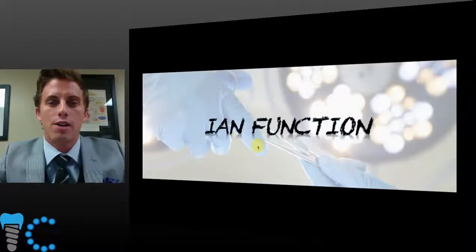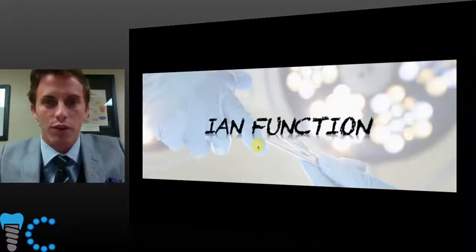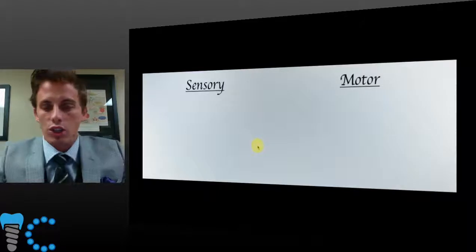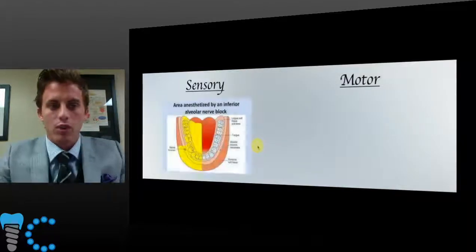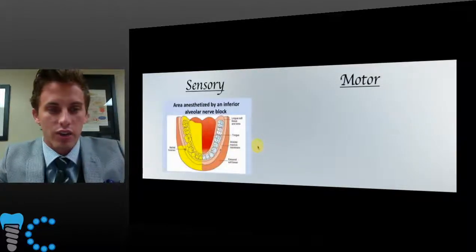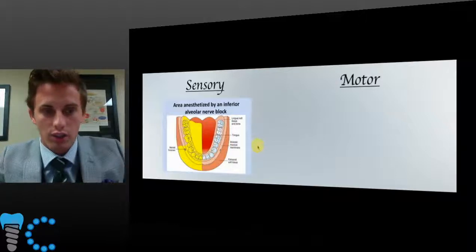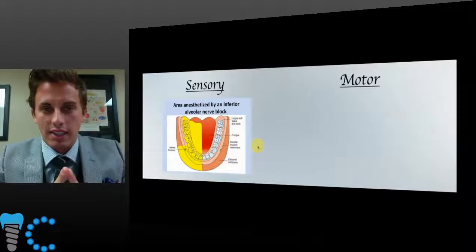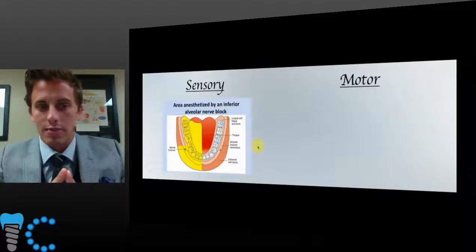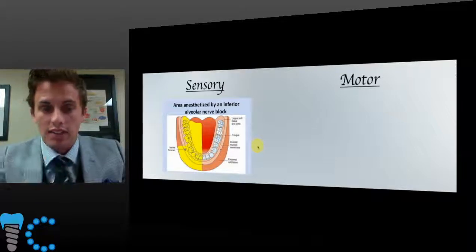So let's talk about the nerve function for the inferior alveolar nerve. In terms of sensory, we have the area here, the area in yellow, with the mental foramen. We know that it provides anesthesia for the mandibular molars that I'm looking at, the premolars, and the incisors.